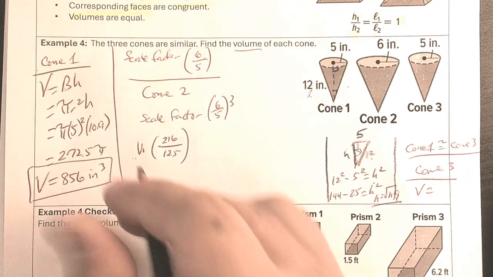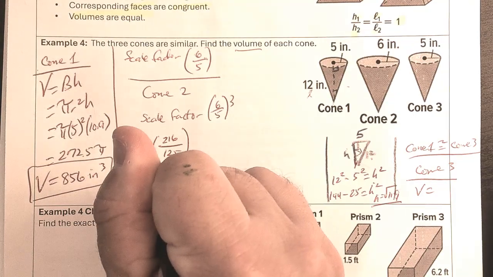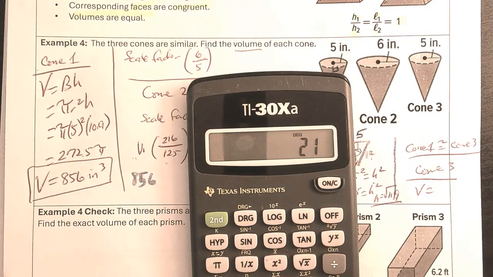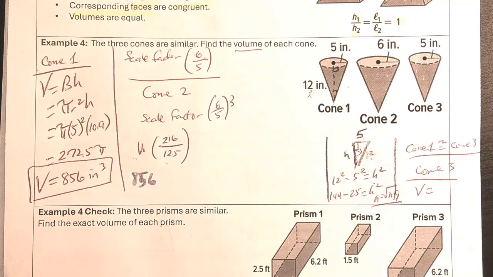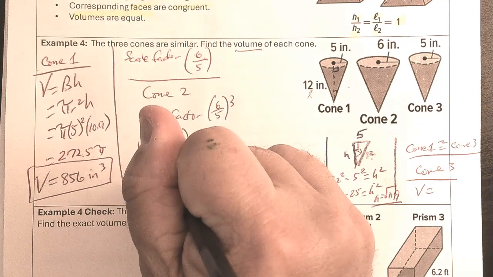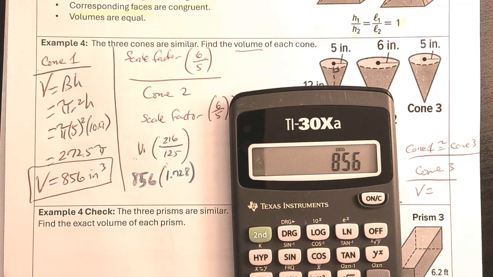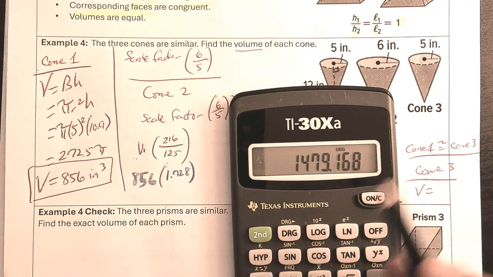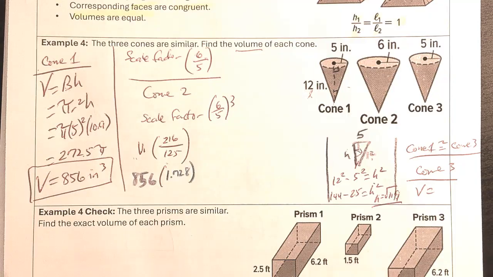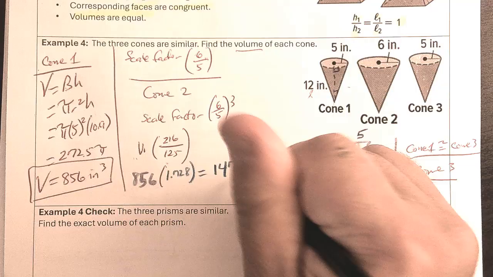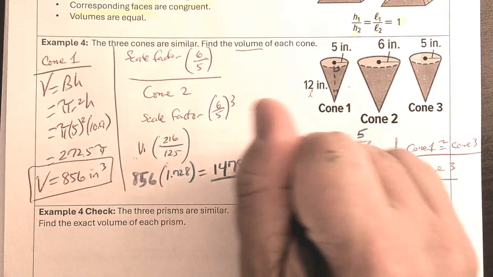All right, so now we're going to take 856 times 216 divided by 125, so that's 1.728. So times, that gives us 1479, and we're going to just round it to 1479. So the volume of cone 2 is going to be 1479 cubic inches.